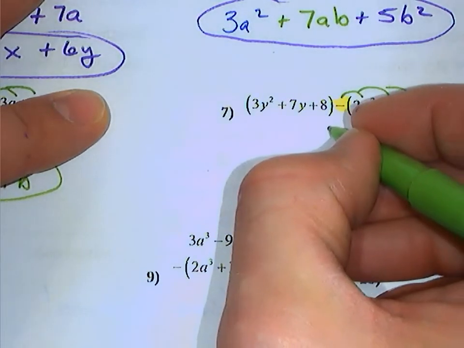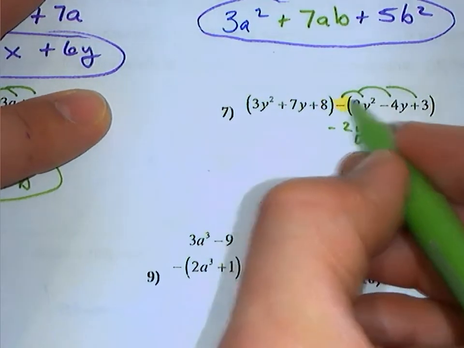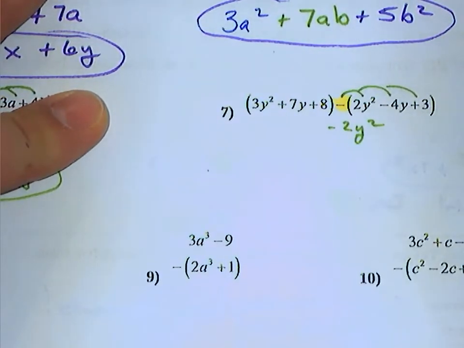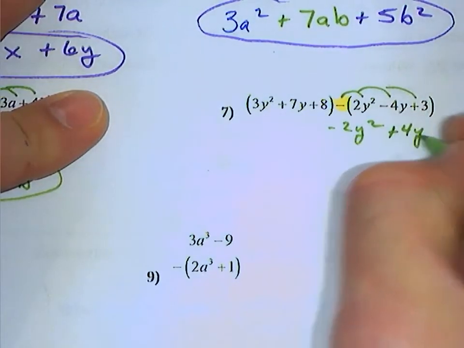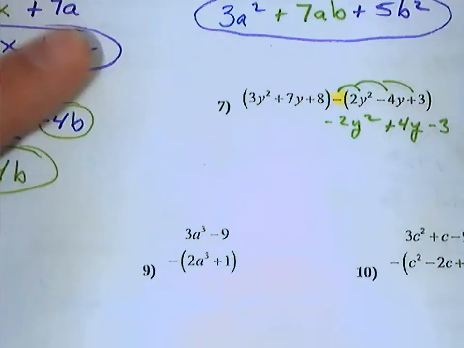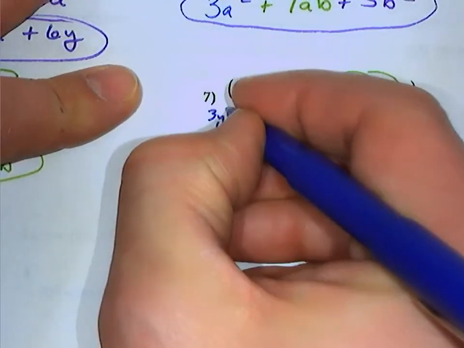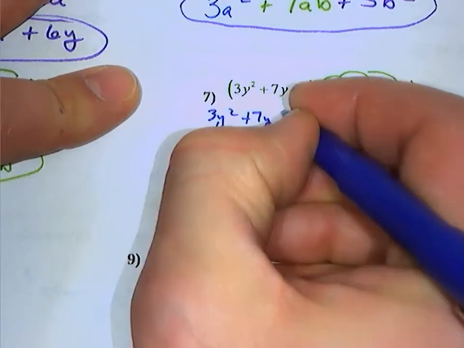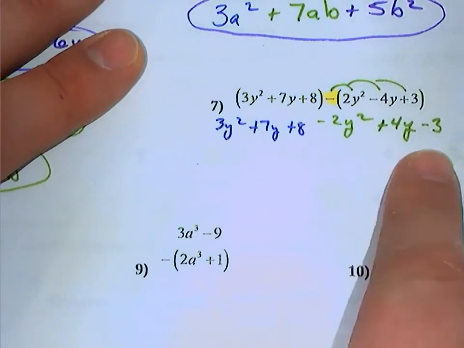Okay. So that's a negative 2y squared. What's a negative times a negative, guys? That's a positive, so that's really positive 4y. And negative times 3 is now negative 3. You're subtracting 3. Okay? So this guy's still 3y squared plus 7y plus 8. But I've changed every sign for that second trinomial.